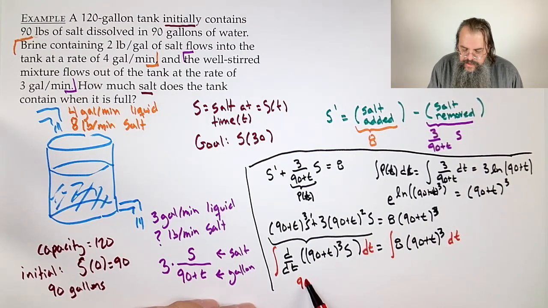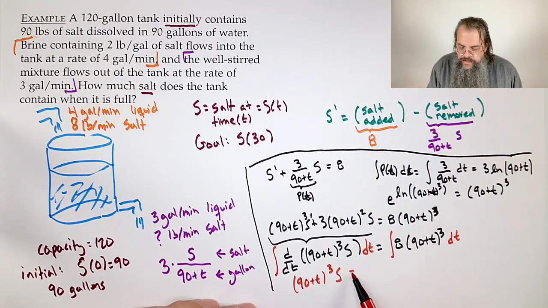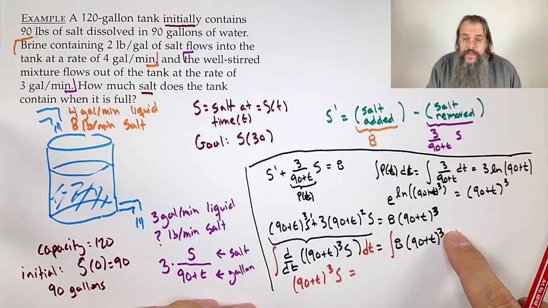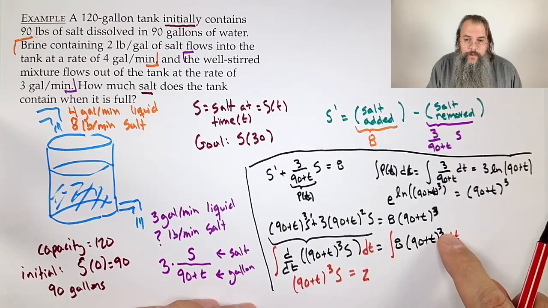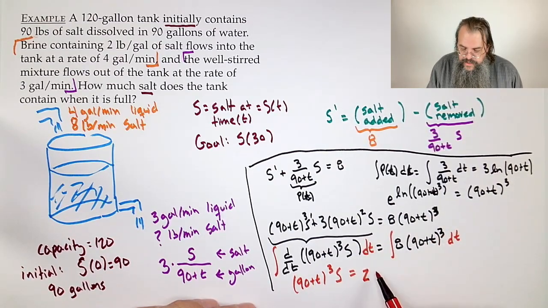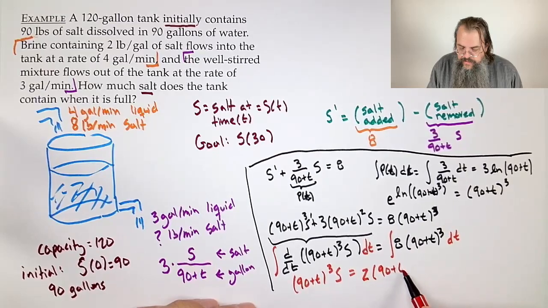We'll get that 90 plus t cubed times s is equal to, and now, all right, here we'll add 1 to the exponent and then divide. So that'll become 2, because it's going to become 4 up here, so 8 divided by 4 is 2. 90 plus t to the 4th plus c.